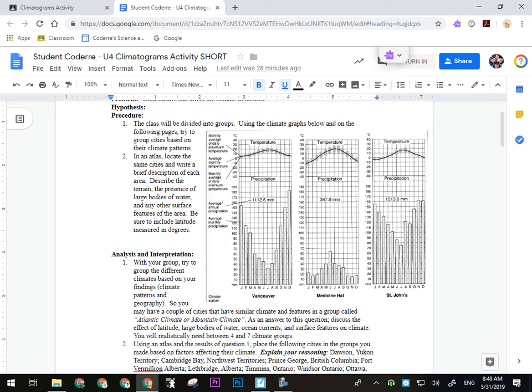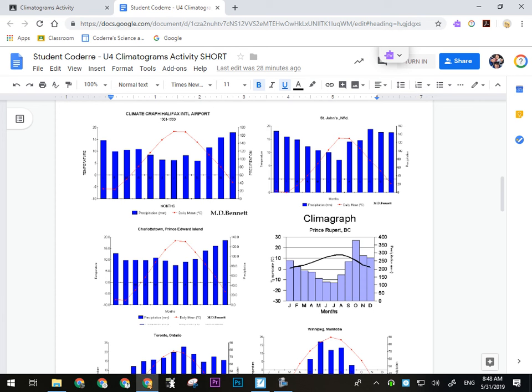Just as a quick review, in a typical climate graph or climatogram, the temperature is represented by the line, which is usually a bell curve, and the precipitation is measured by the bars. It's months along the bottom. Here's what we're looking for. We are looking for cities that have similar shapes to their climatograms, that is, similar climate patterns of precipitation and temperature. So all you're doing for the first part is going through the climate graphs and putting cities together in groups that have similar graphs.